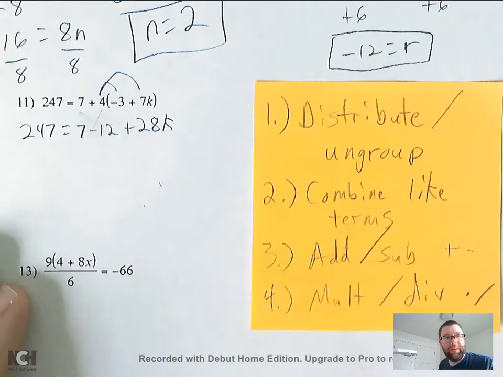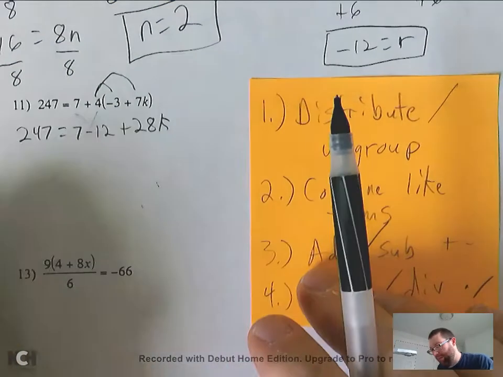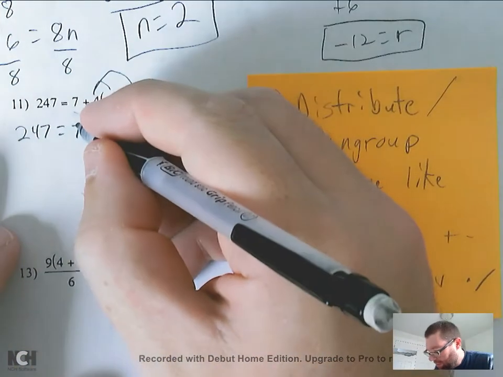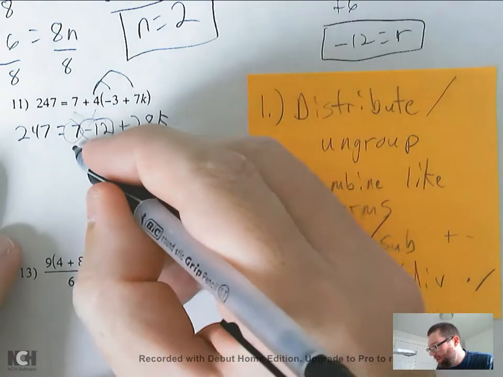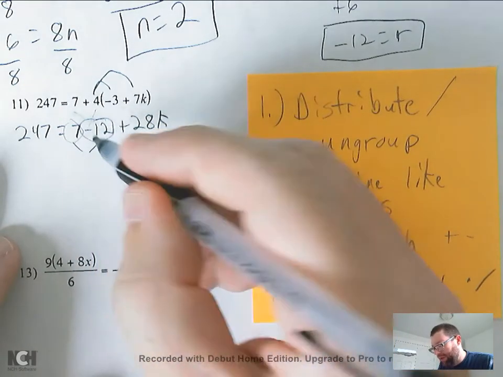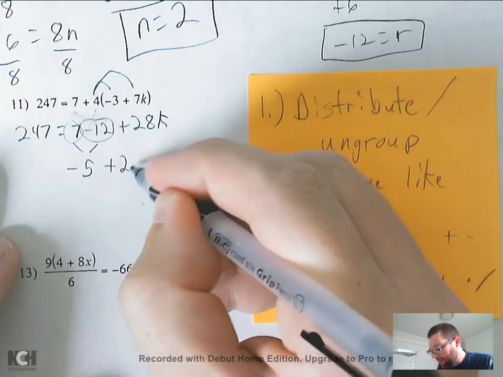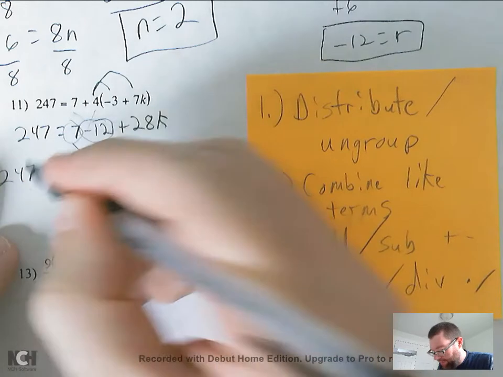Okay. All right. Now we combine like terms. So looking at it, we've got a couple like terms. We've got 7 and negative 12. So when we combine those, that's a positive 7 and a negative 12. So when you combine it, it would be 7 minus 12, which is negative 5. And then I still have plus 28k, and it's still equal to 247.